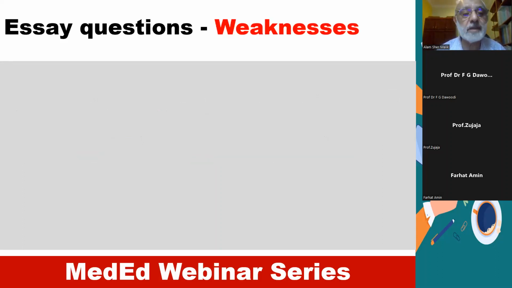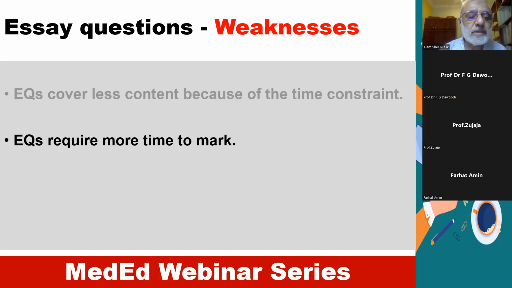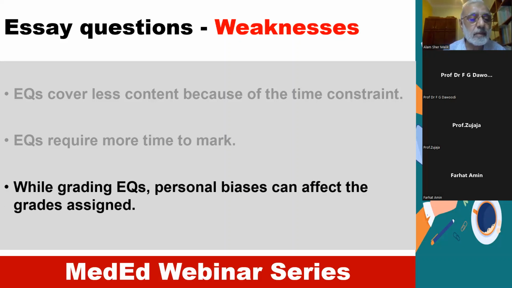However, there are weaknesses as well. Essay questions cover less content because of the time constraint. We know that we have 2 to 3 hours and we can ask only a limited number of essay questions, whereas with objective type or multiple choice questions, we can have a huge number. Essay questions require more time to mark because the marking is manual, whereas in multiple choice questions, the marking is done by the computer.